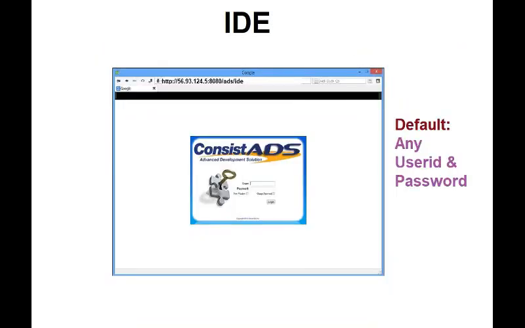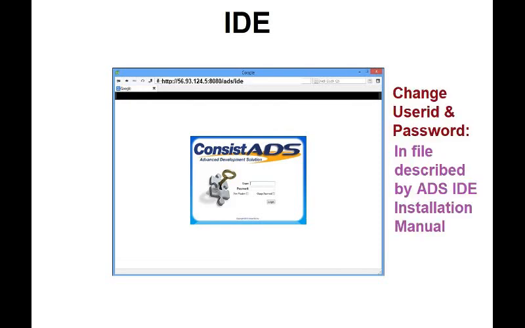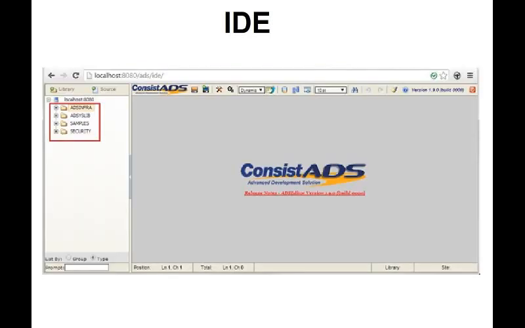When your web browser is pointing to this URL, you see a logon screen, and by default you can log on with any user ID and password. The user ID and password can be changed by modifying a file in the Java application server directory, such as Tomcat, as described in the ADS IDE installation manual. After entering a user ID and password, the ADS IDE main screen appears.